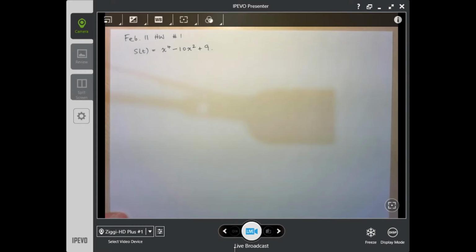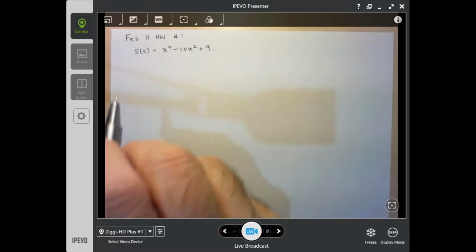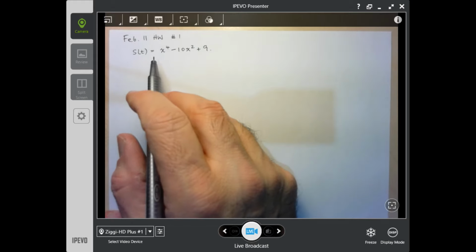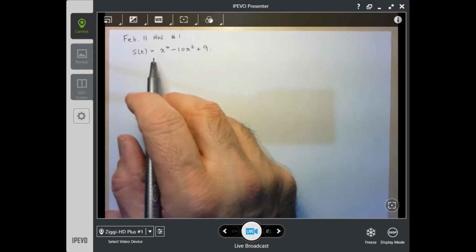Hi folks, we're going to take a look at the solution to the February 11th homework number 1. Okay, so they give us this position function and they ask us a whole bunch of questions. So let's take a look at the first question. It says determine the velocity and acceleration function.